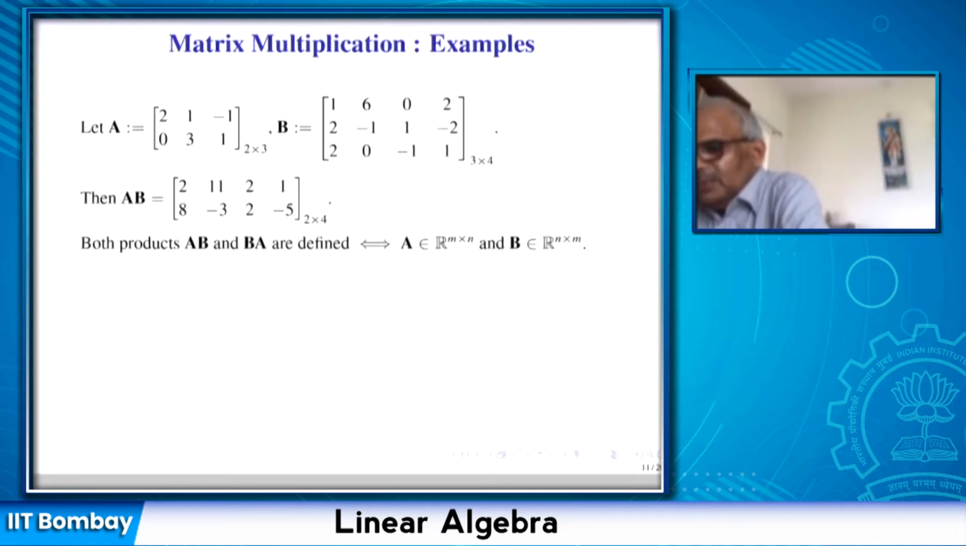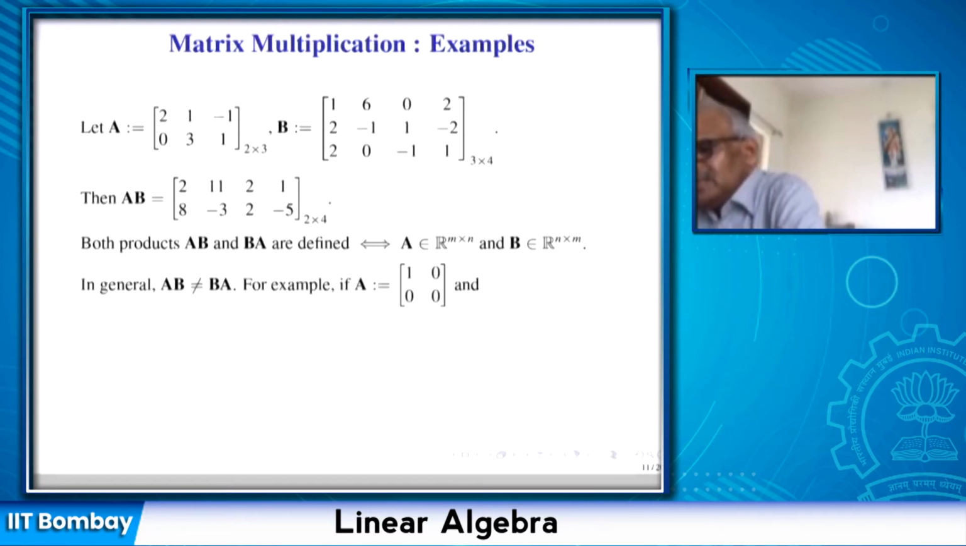Both the products are defined if and only if A is an M by N matrix and B is an N by M matrix. Then only we can multiply A with B in either way. But in general, the products AB and BA are not equal. The dot product of 2 vectors with the same number of components is the same whichever way you multiply them. Similarly, for the product of real numbers, the ordering doesn't matter. But with this definition of multiplication of matrices, it does matter how you write A and B. So AB is not equal to BA.